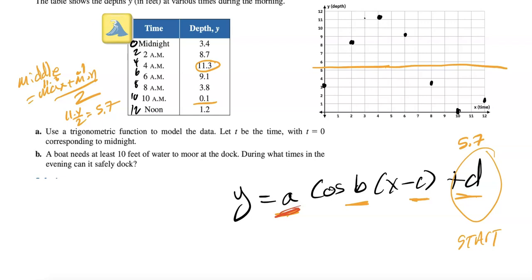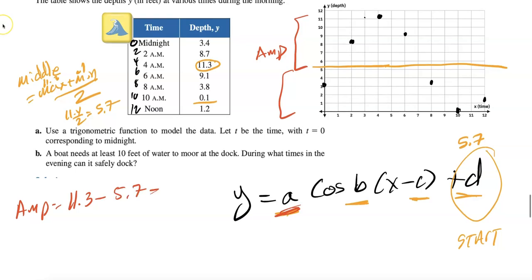Then I do the amp. The amp is just from the middle to the highest point or lowest point. Either way, that's the amp. So to find the amp, we're just going to do the 11.3 minus the middle, which is 5.6.